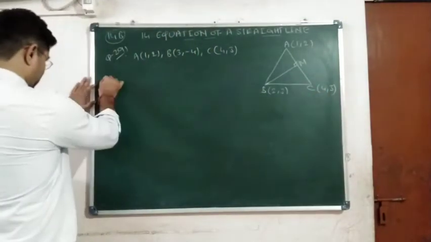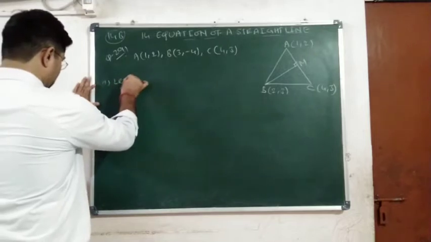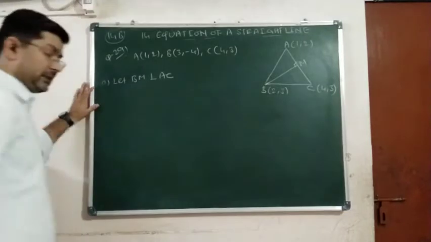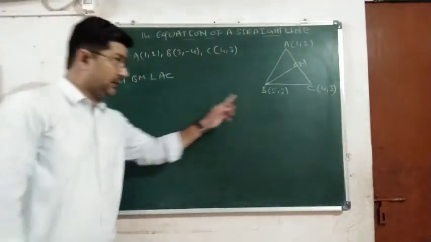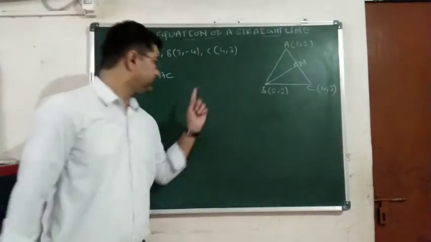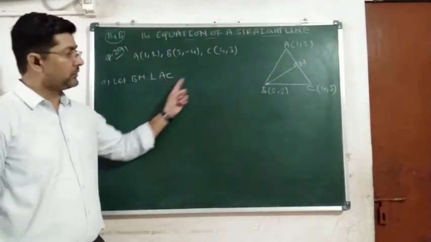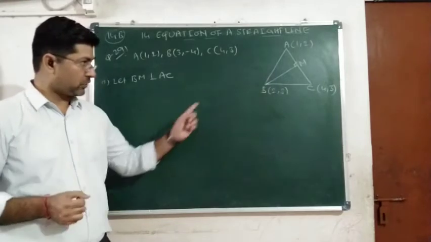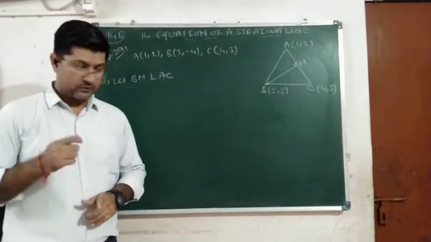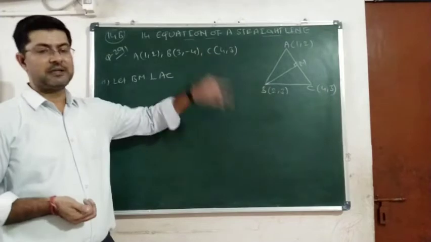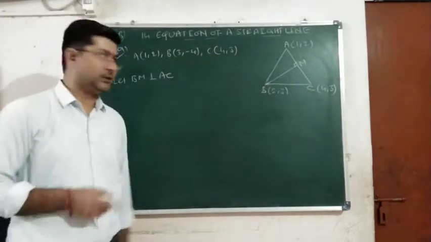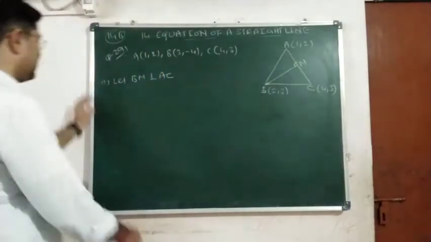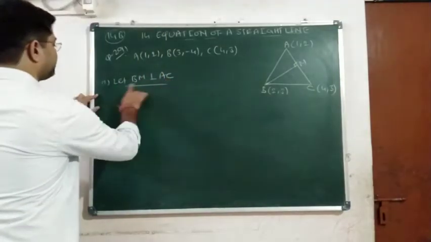Okay, let this be number 1: BM perpendicular to AC. Now we have to find the equation of BM. Obviously BM is perpendicular to AC, as you can see in the figure. So there is a relation between the slopes of BM and AC. We know that slope of BM will be negative reciprocal of slope of AC. So we will first find out the slope of line AC.